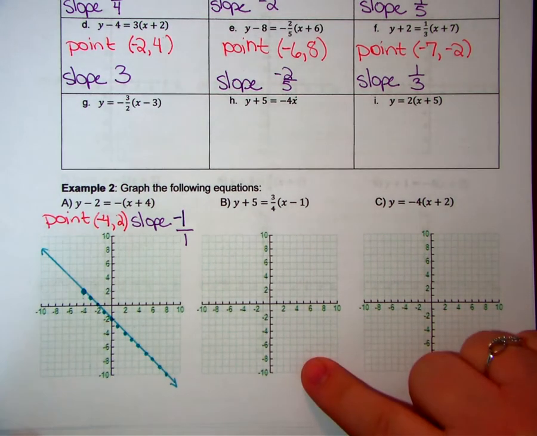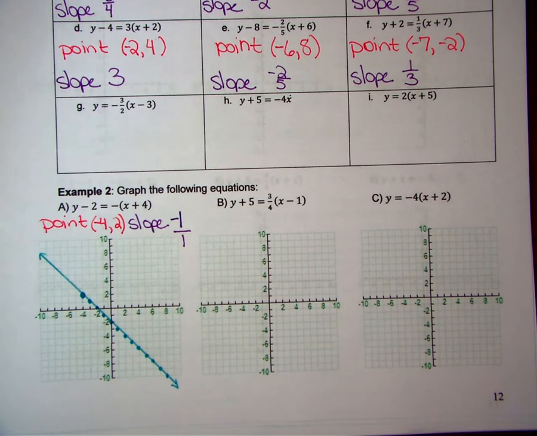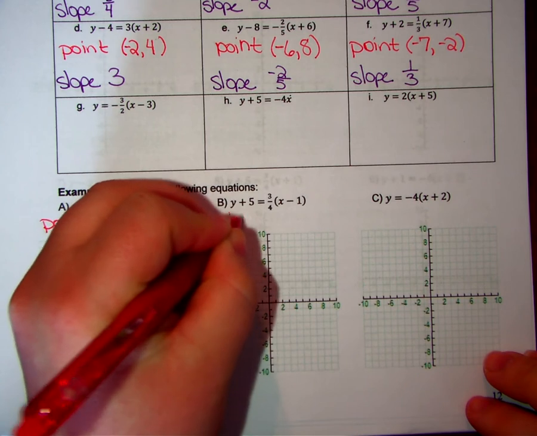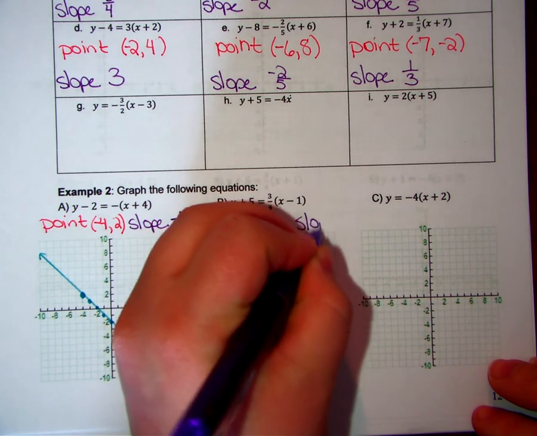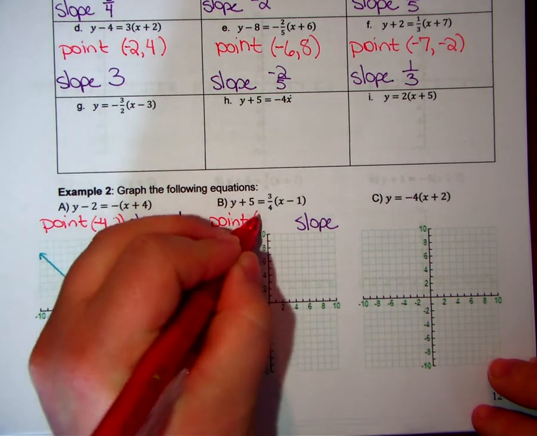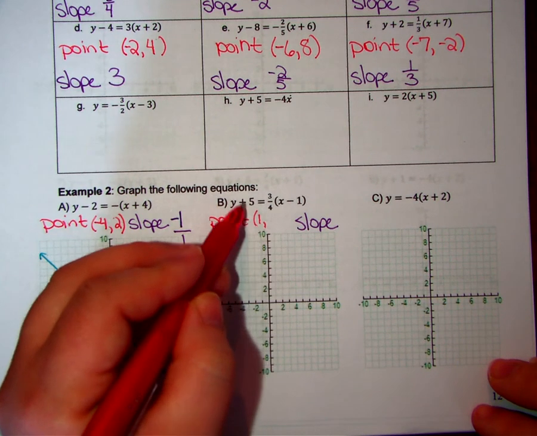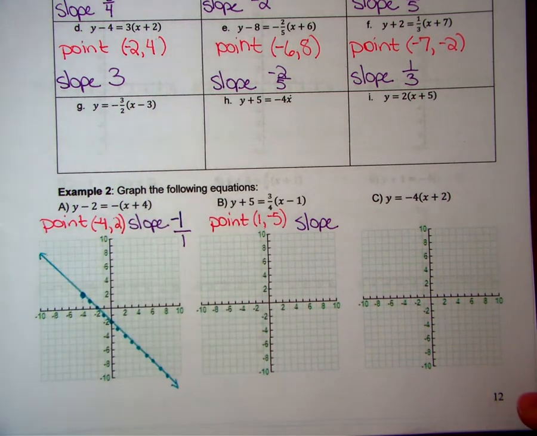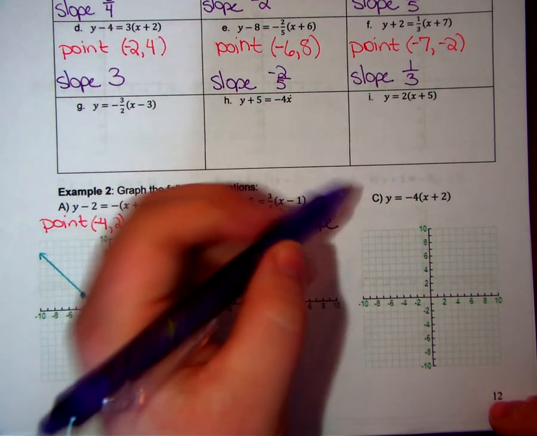Looking at B, we need to identify our point and our slope. Our point is at 1 because it looks like a -1, so that means it's 1. And -5 because it looked like a +5, and it's always the opposite of what it appears to be. And our slope is already written as a fraction for us in this one, 3/4.